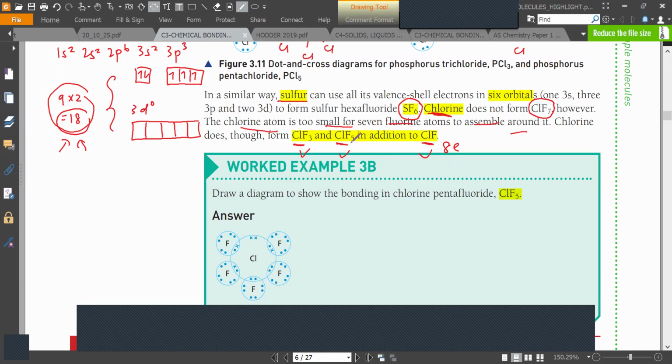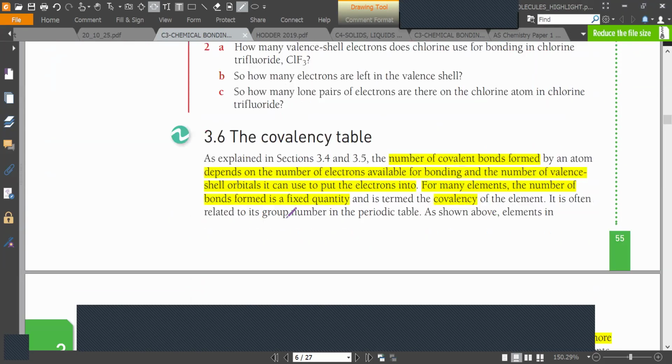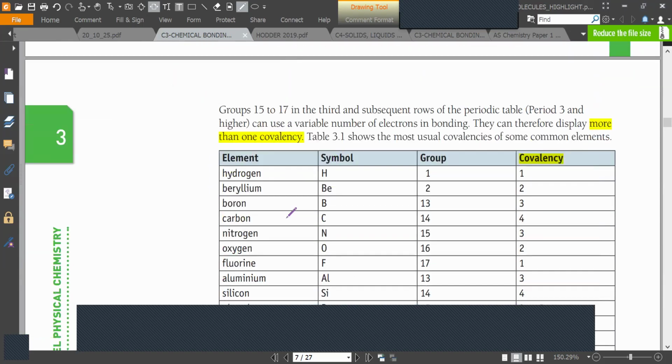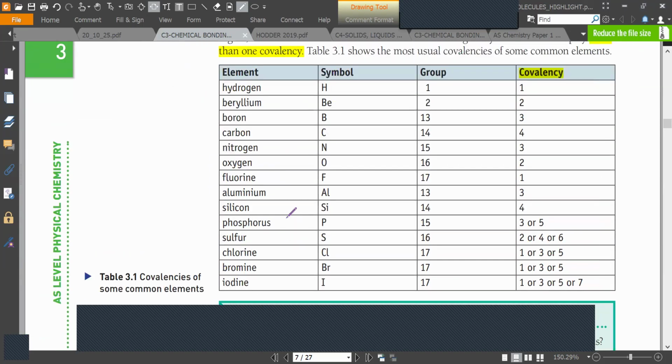And it can also have more than 8 electrons. So expanded octet can happen. And then the covalency table, so we can see this part.